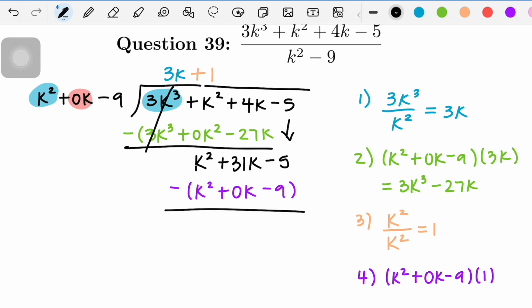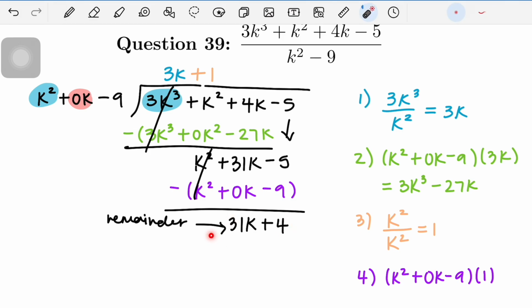Doing so here, our k-squared terms are going to cancel, but we're going to be left with 31k plus 4. So in this case, we're going to stop here, and this is going to be our remainder. Now, the reason that we know to stop here and that this is our remainder is because the degree of this resulting polynomial is less than the degree of our divisor. So whenever this happens, we can't divide evenly anymore.